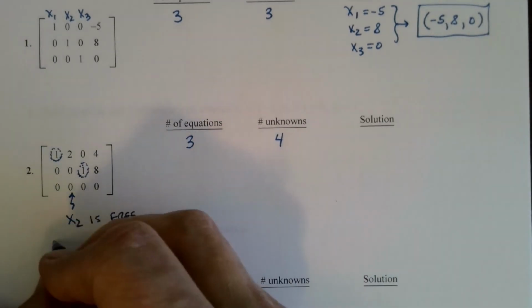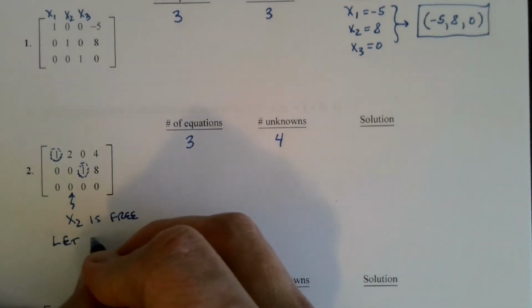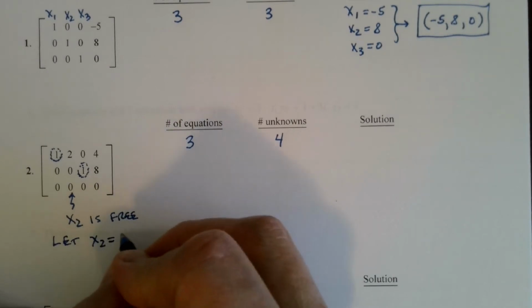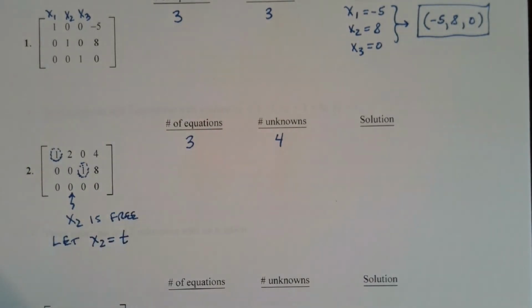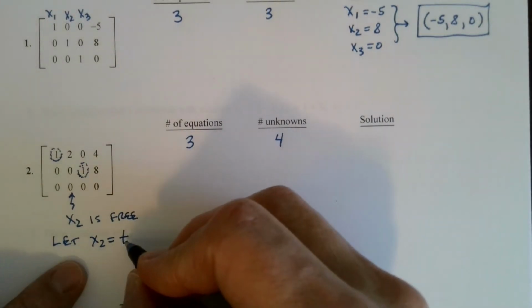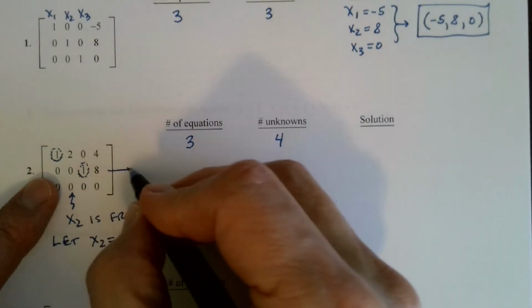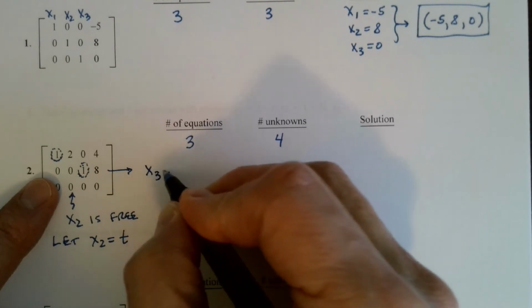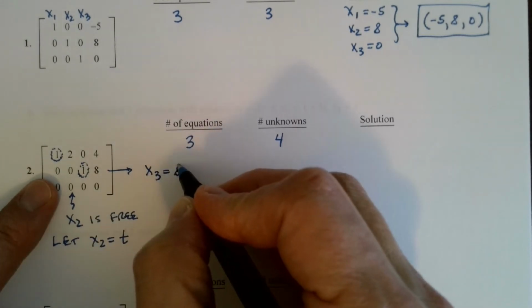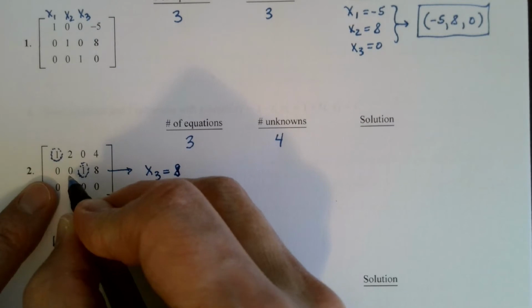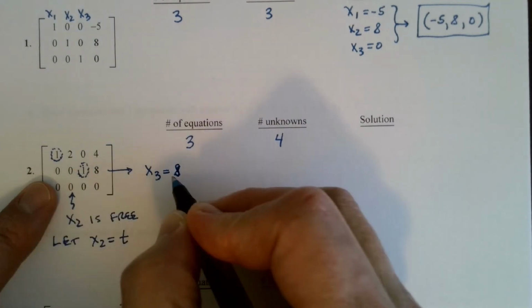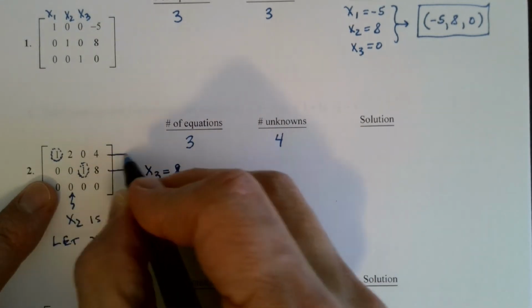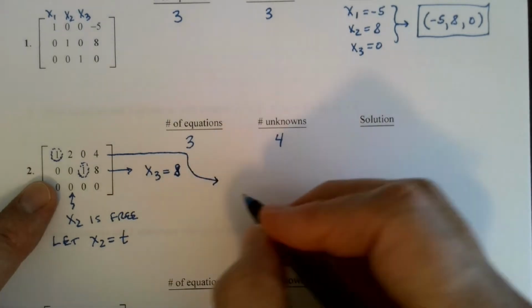In this case I have infinitely many solutions, so I'm going to parameterize, and I'm going to let the free variable be the parameter. Free variables always become the parameter. So x sub 2 is t. What's the second equation say? It says 0 x sub 1 plus 0 x sub 2 plus 1 x sub 3 equals 8. So x sub 3 is 8. And then this equation here tells me what?